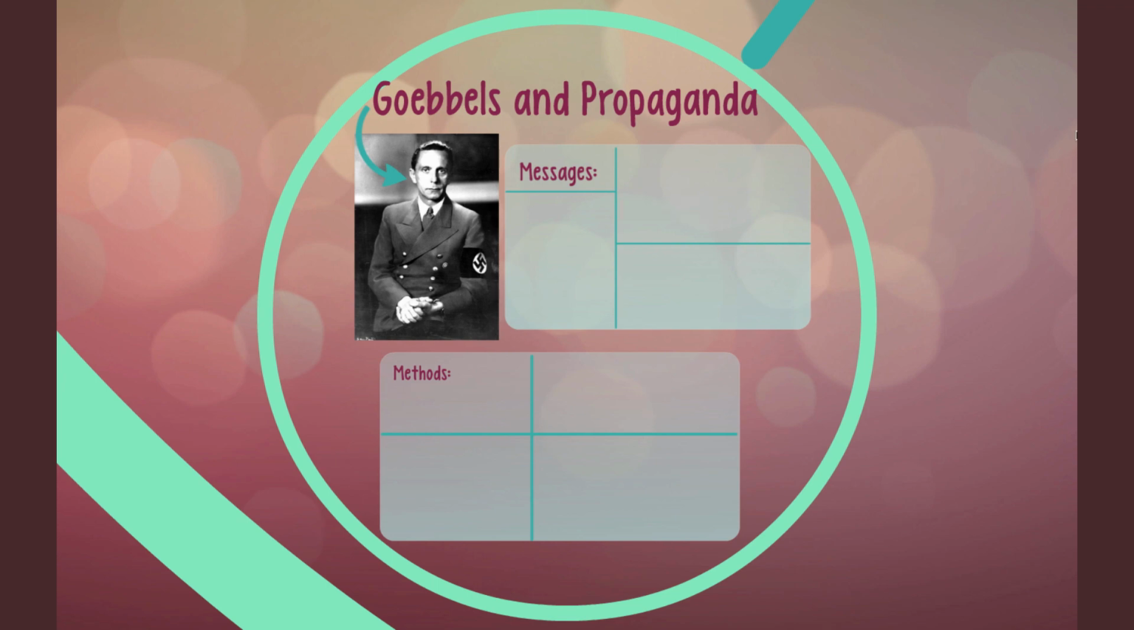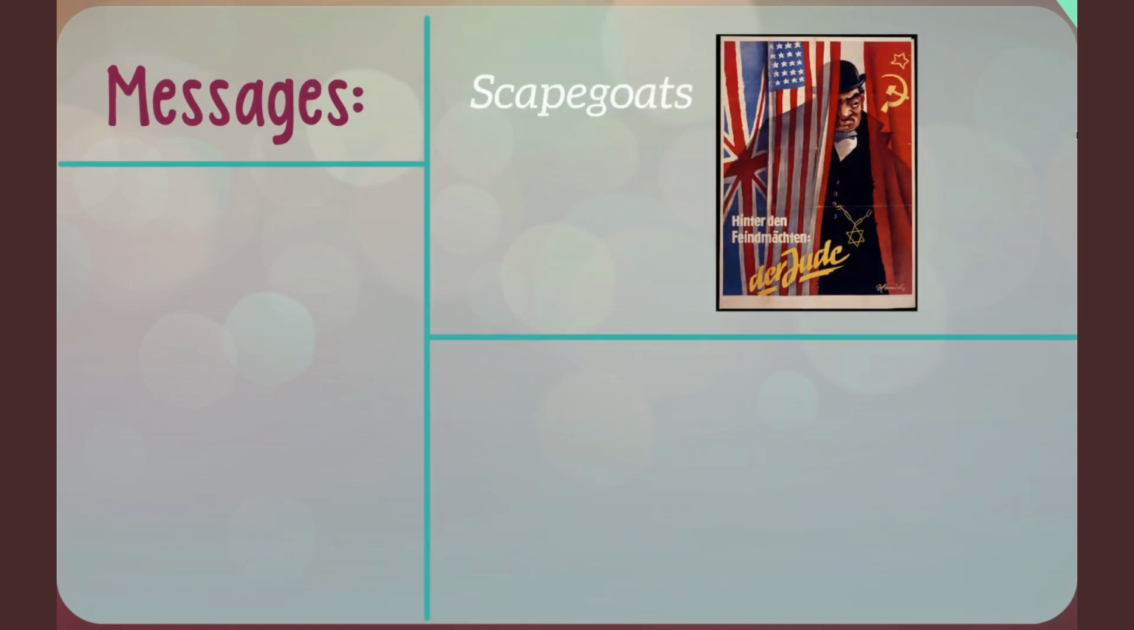So the first thing we're going to look at are what messages were being promoted through Nazi propaganda. The Nazis developed very simple messages and repeated them through a variety of means. The first message they were trying to send was about scapegoats. They wanted to blame people for Germany's problems, so they blamed the Jews, the communists, and the moderate leaders, especially the Social Democrats of the Weimar Republic.